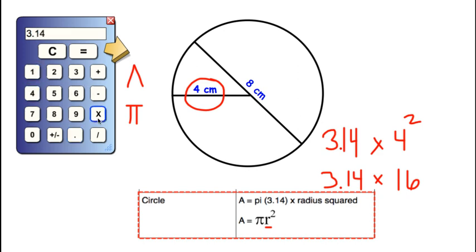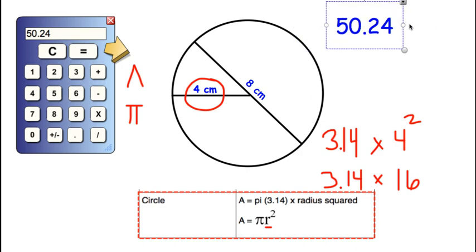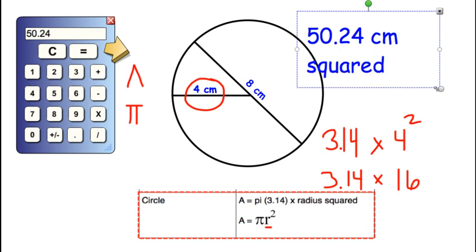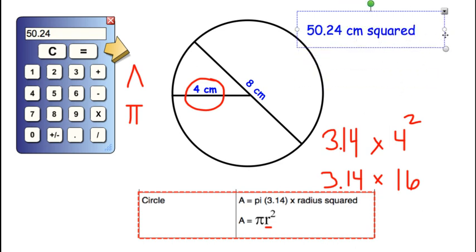3.14 times 16 equals 50.24. So the answer to this problem is 50.24. And we can't forget, every time we're working with area, we need a label. So we're going to label this correctly, centimeters squared, if I can spell squared right. And we can make this smaller so you guys can see what it looks like. If I had that handy dandy squared key, I would just put a little 2 up here, but that's hard on my calculator. So we've now correctly found the area of a circle, and we have it correctly labeled.